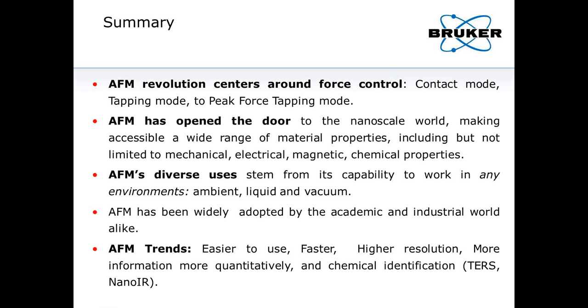And the other thing is more information is wanted quantitatively. And one big part is what is underneath the tip. That's chemical identification. And with this, I thank you for listening, and we'll open up for questions.